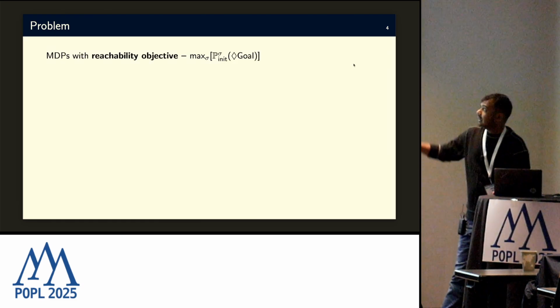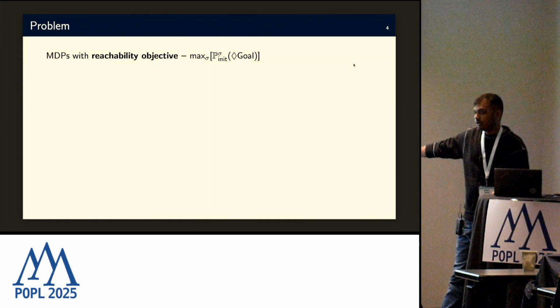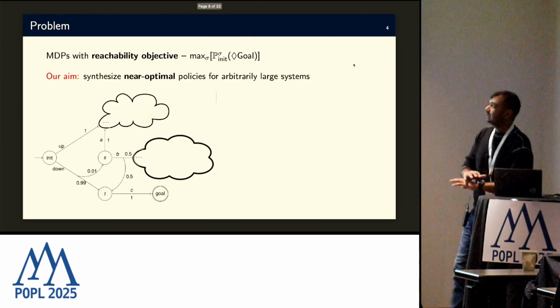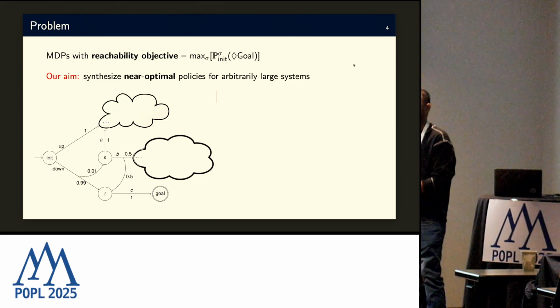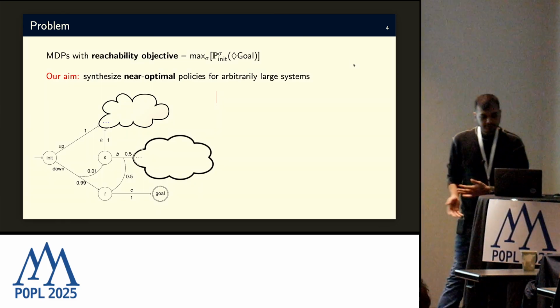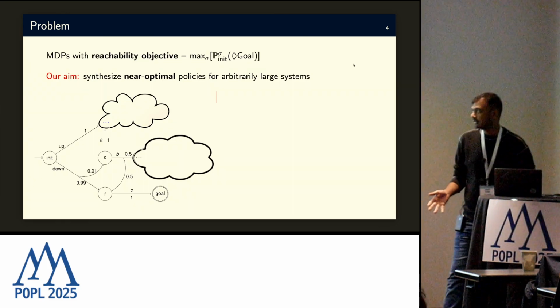Because this is an optimization problem, this is hard to achieve. So what people have done so far is they look for near optimal policies. These are simpler than finding an optimal policy. And in this paper, we are focusing on arbitrarily large systems.